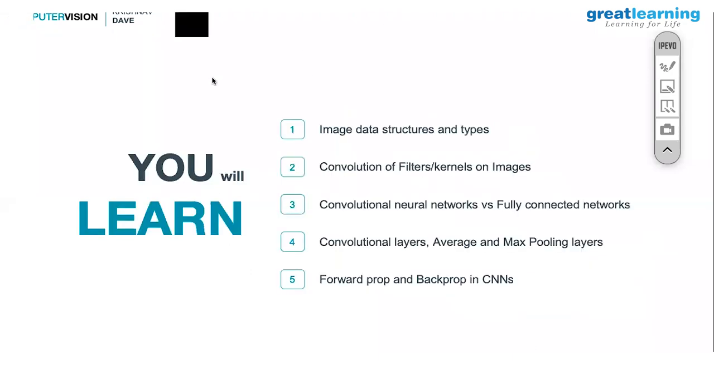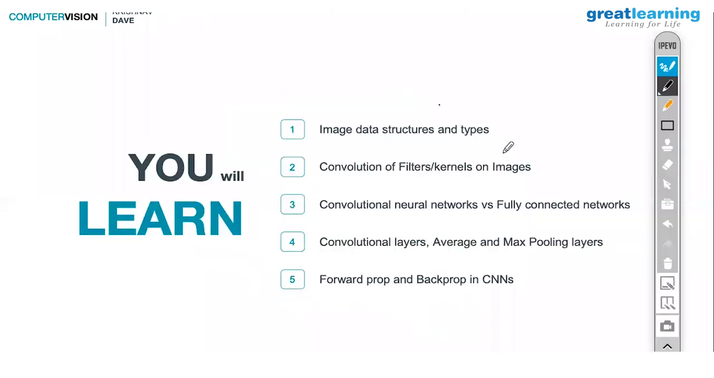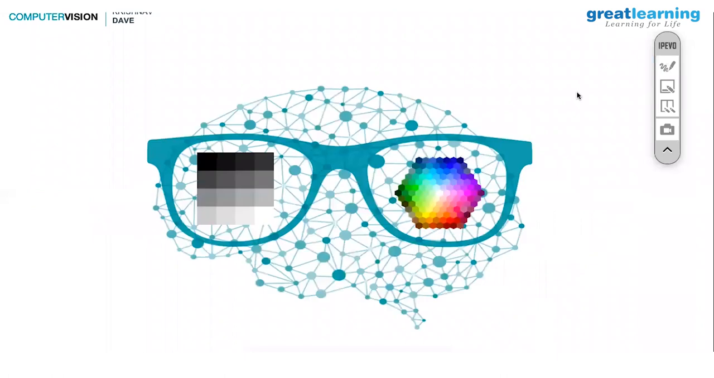All right. So let's see what is planned for this particular session. We'll take an image and data structures and types. We'll see what they are: convolution filters, kernels on an image, convolution neural network versus fully connected neural network, convolution layers, average and max pooling, and forward and back prop in CNN. Good, so I think we've covered almost everything.